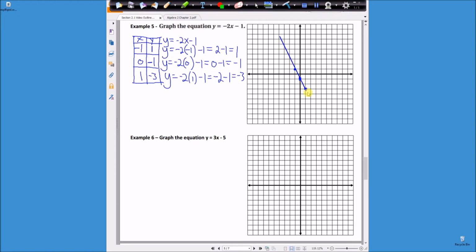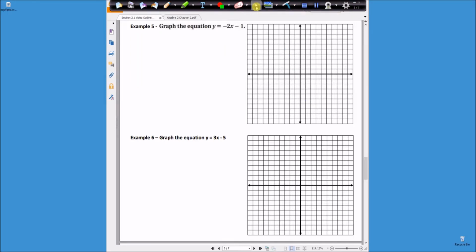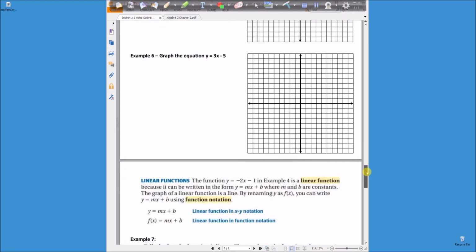Maybe I can make this line go through all 3 points, sort of. Okay, so yeah, there's a line. Okay, that's what it looks like. As long as you have the right 3 points, and hopefully your line touches all 3 points, that's what it looks like. Alrighty, so yeah, same thing for example 6.